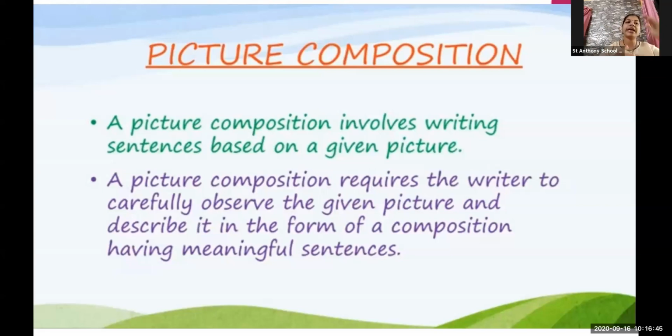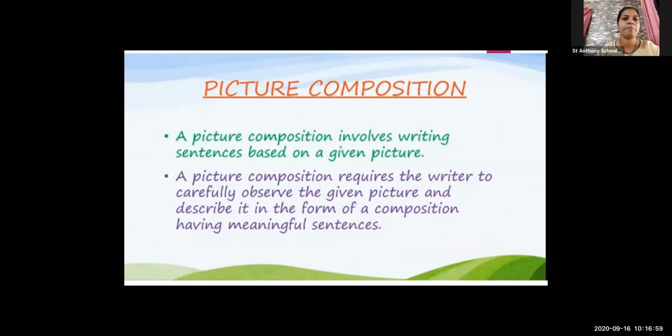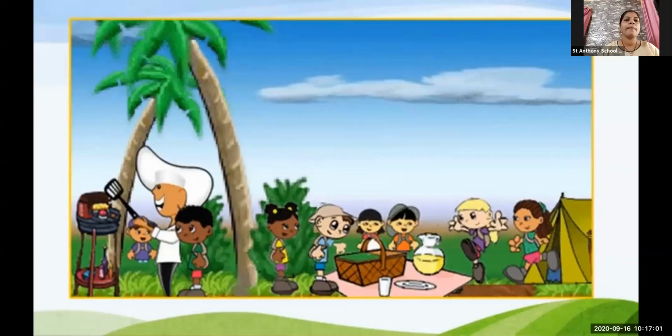You write a paragraph of 5 to 6 lines to describe a single picture or photograph. To describe that, you use this kind of words or sentences. Now here I have given you this picture. Just observe this picture and we are going to write the composition over that.